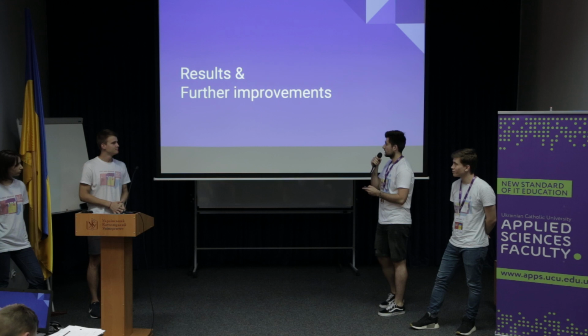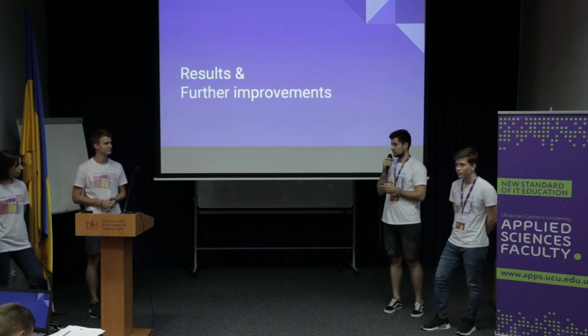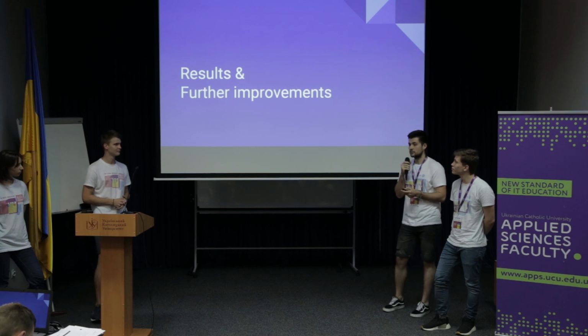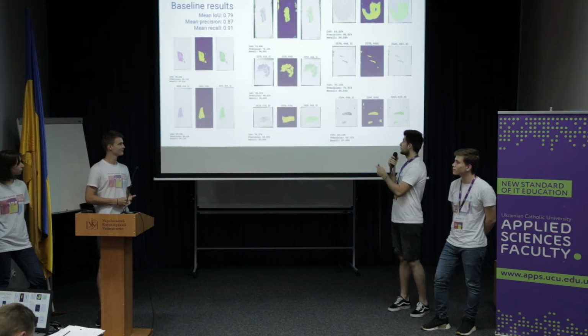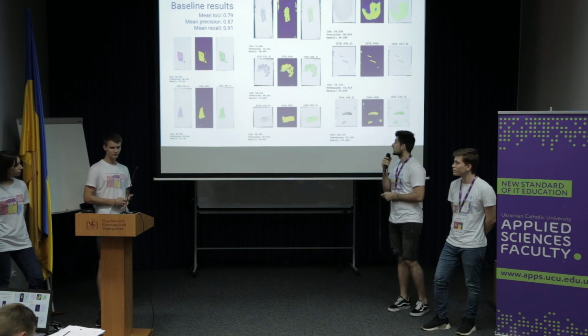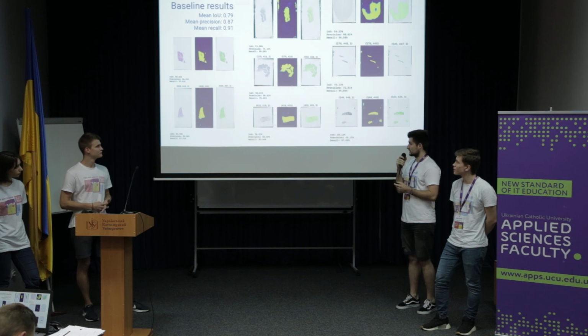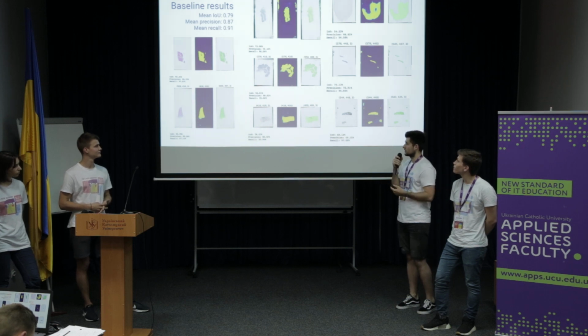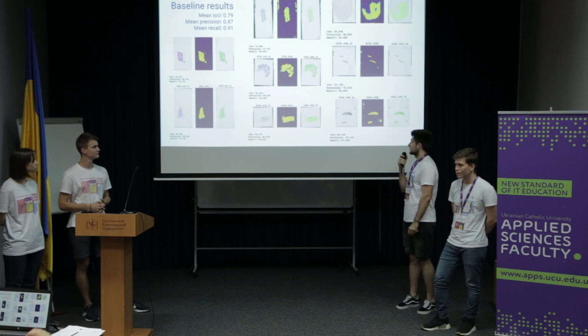So how did we actually evaluate our models? The metric which is quite widely used in object detection and object segmentation is called IOU, or intersection over union, or Jaccard index. But for better comparability with all other models, we decided to also use precision and recall.